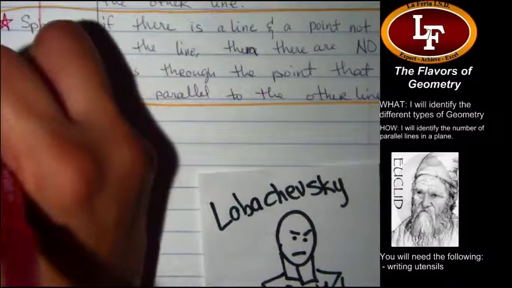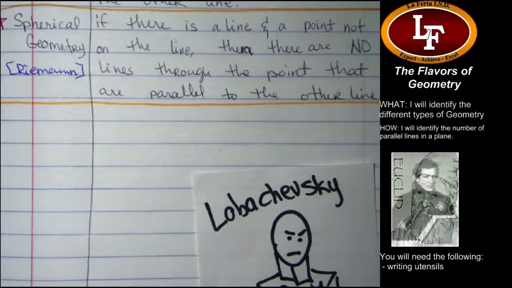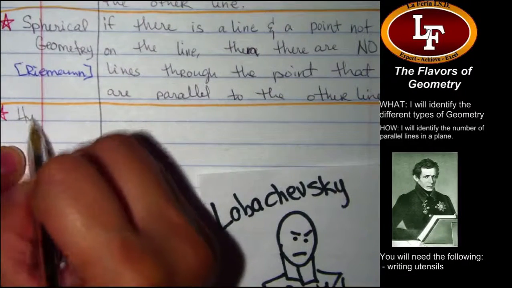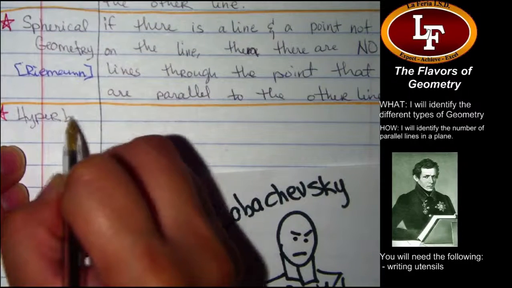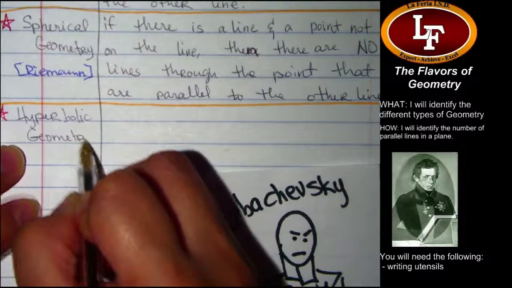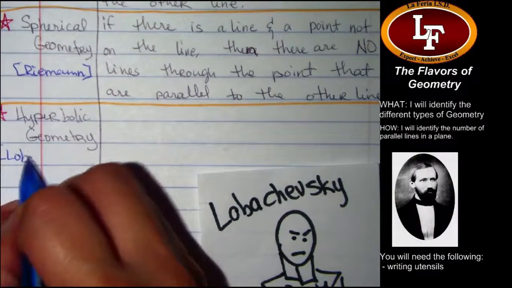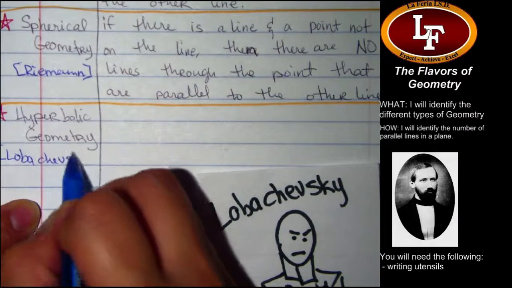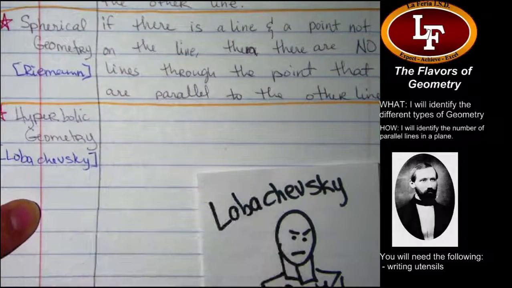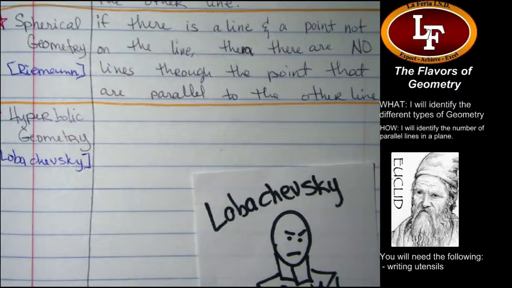Then came Lobachevsky and a host of others who worked on the idea of what if there's an infinite number of parallel lines. And his geometry came to be called hyperbolic geometry. Now, please know Lobachevsky wasn't the only one working on this. He's just kind of one of the main figures that led us toward it.